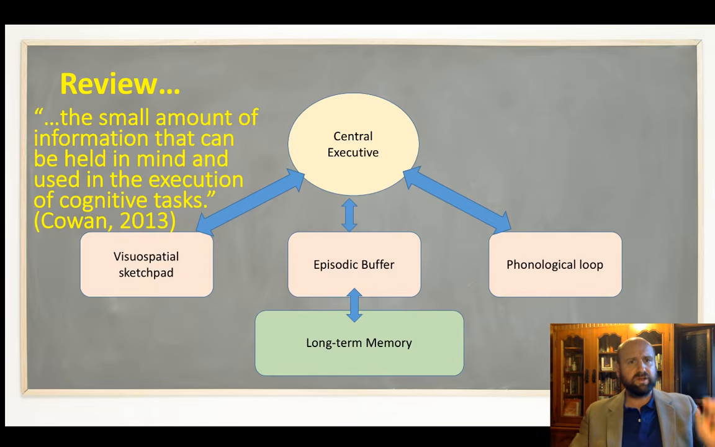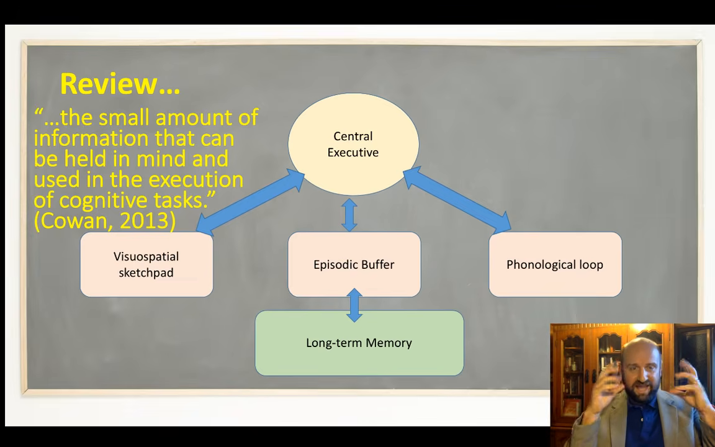Now, just review the quote. Working memory is the small amount of information that can be held in the mind and used in the execution of cognitive tasks. So hopefully that makes a little bit more sense now that you know what working memory is. Here we have the model: the central executive, the little man in the head that is the puppeteer between those three stores, and that's a go-between with our long-term memory.